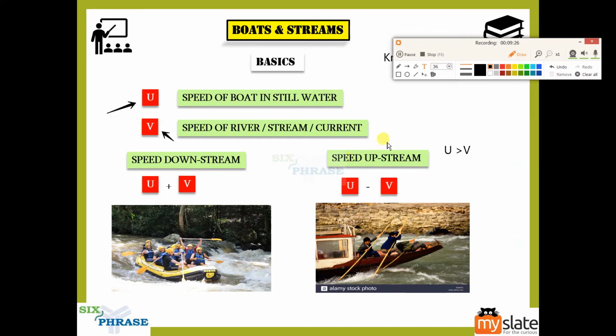For example, let us say the speed of the boat, u, is 5 kilometers per hour and v is 3 kilometers per hour. For this, the speed downstream will be 5 plus 3, 8 kilometers per hour. Speed upstream will be 2 kilometers per hour. So that is why these guys have an easy time. They go at 8 kilometers per hour, but these guys will go at only 2 kilometers per hour. So 5 plus 3 is 8, and 5 minus 3 gives you 2 kilometers per hour.